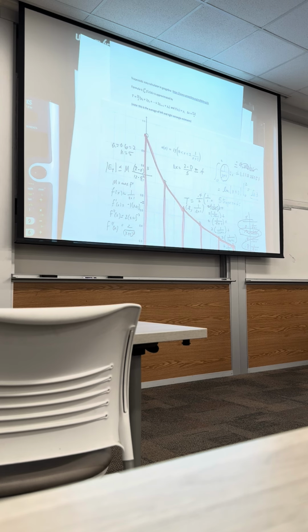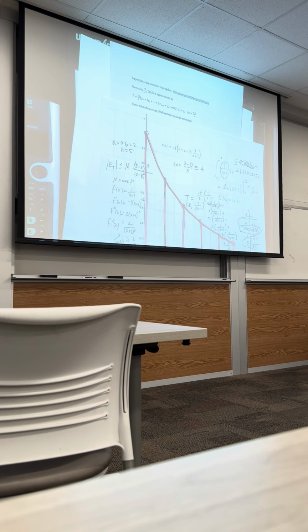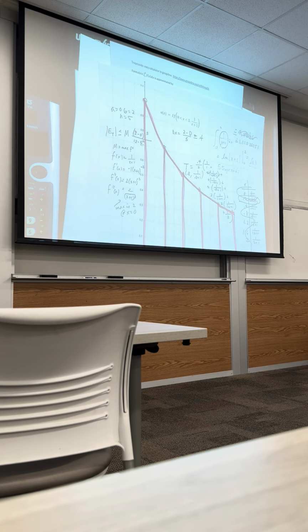Usually the max is at the endpoint. Let's see what happens at 0 and what happens at 2. Oh, 0 is the big guy. Okay, so what's the maximum value for that? 2, plugging in 0. So that's the 2. So you put a 2 here.